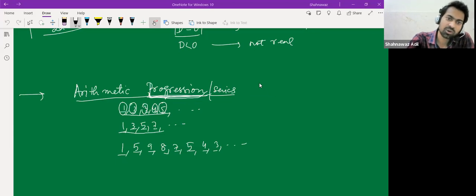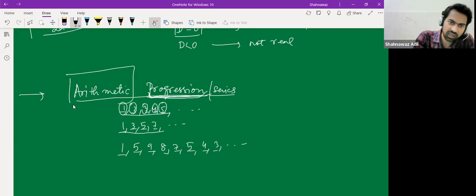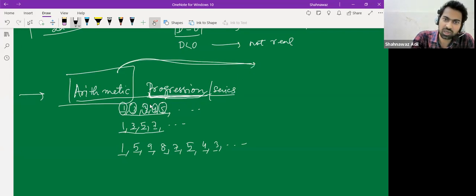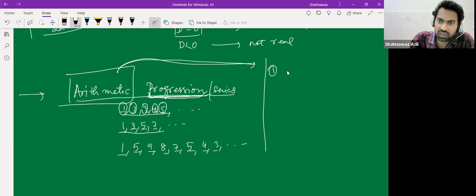So first we have to find a pattern, then we can decide if that is an AP, a GP, or a harmonic progression. There are different kinds of progression. We are learning about arithmetic progression, so I will discuss what kind of progression or series we would call an arithmetic progression. The first information we have to collect is whether it is following some pattern.